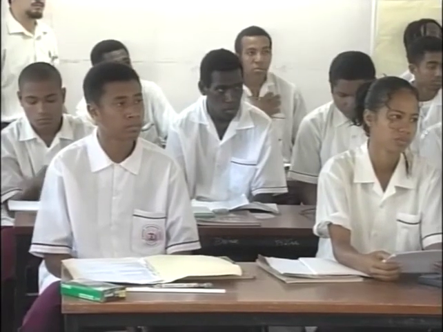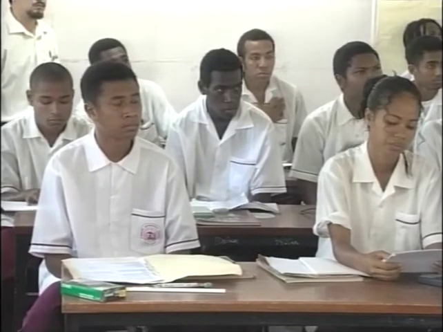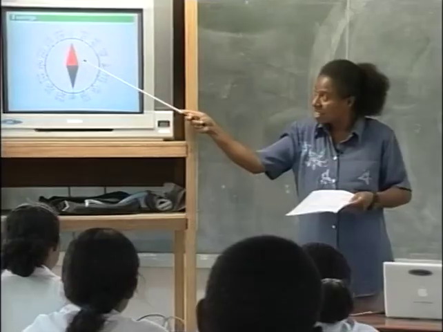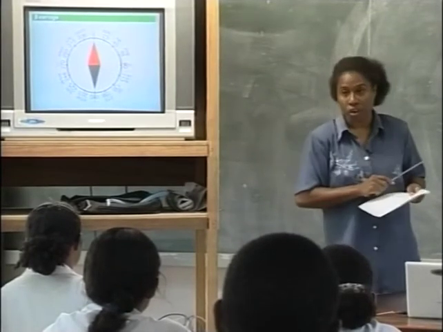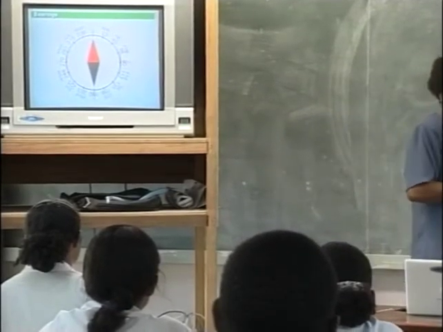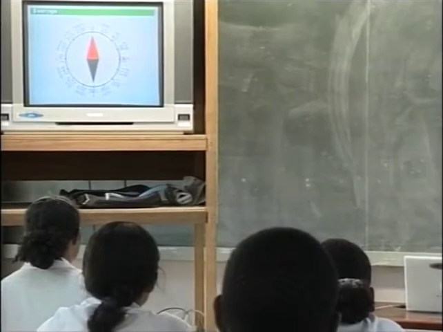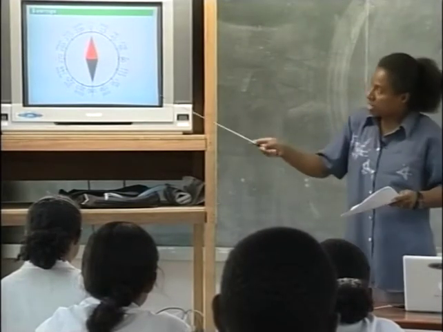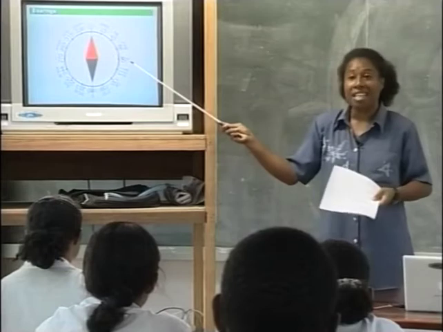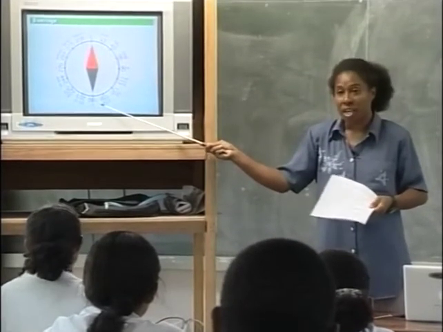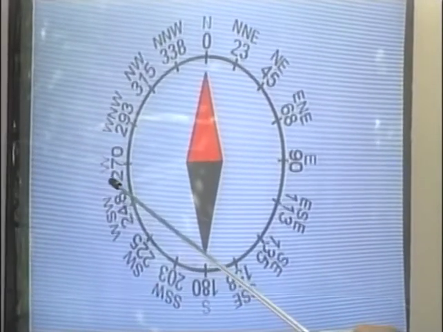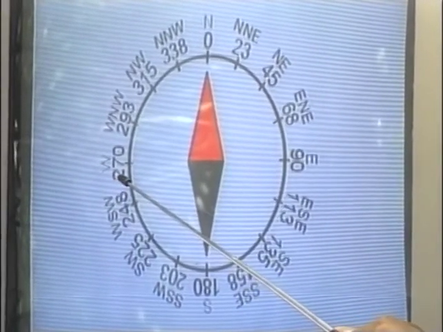I mentioned that the north direction is usually 0 degrees or 360 degrees, depending on whether we are starting at the north or whether we are finishing back to the north. Looking at the 4 cardinal points of the compass, the east direction is at 90 degrees. The south direction is at 180. The west direction is at 270.